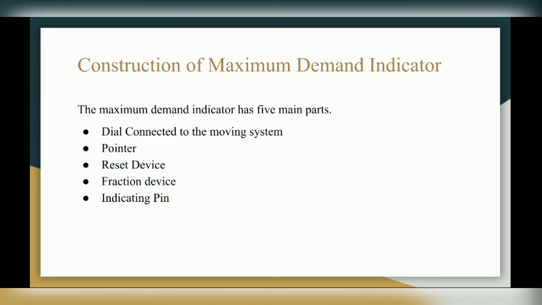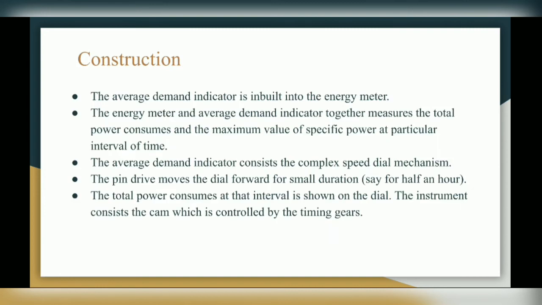Next, construction of maximum demand indicator. The maximum demand indicator has 5 main parts. First is dial connected to the moving system, second pointer, third reset device, fourth traction device, and fifth indicating pin. So construction, the maximum demand indicator is inbuilt into the energy meter. The energy meter and maximum demand indicator together measure the total power consumed and the maximum value of specific power at particular interval of time.